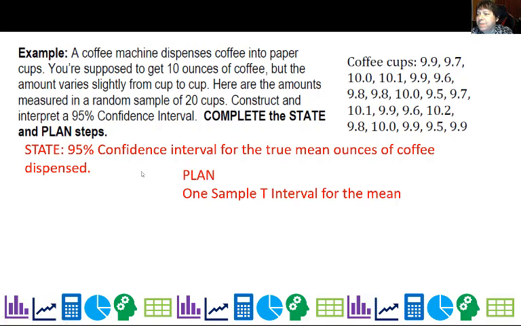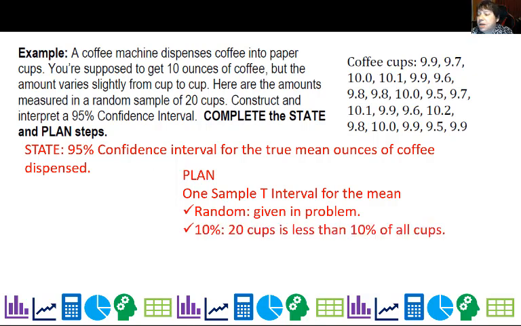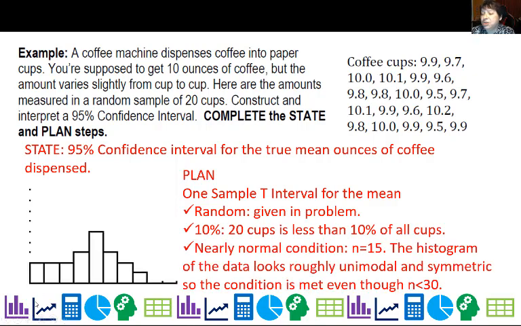Is it random? They told us that it was random. It's given in the problem. 10%, 20 cups is less than 10% of all cups. And the nearly normal condition, I went ahead and did a histogram here. So I entered the data in a list and did a histogram like we learned how to do earlier in the year. And you can see it's roughly unimodal and symmetric. So the condition's met even though my sample size is less than 30.